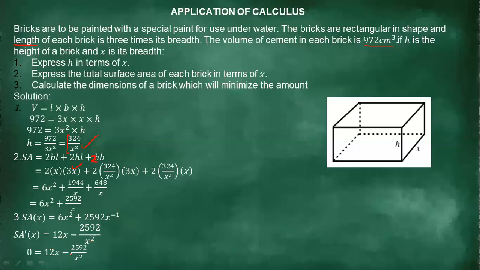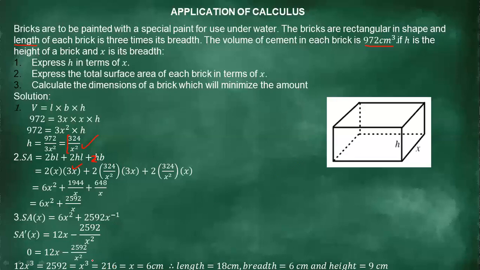Now, to get rid of this fraction here, we are going to multiply each term by x squared. If you multiply 0 by x squared, it is going to be 0. If you multiply 12x by x squared, it is going to give us 12x cubed. And then this is what you are going to have, 12x cubed equals 2592. And thereafter, we're going to divide both sides by 12. Then this is what we are having.